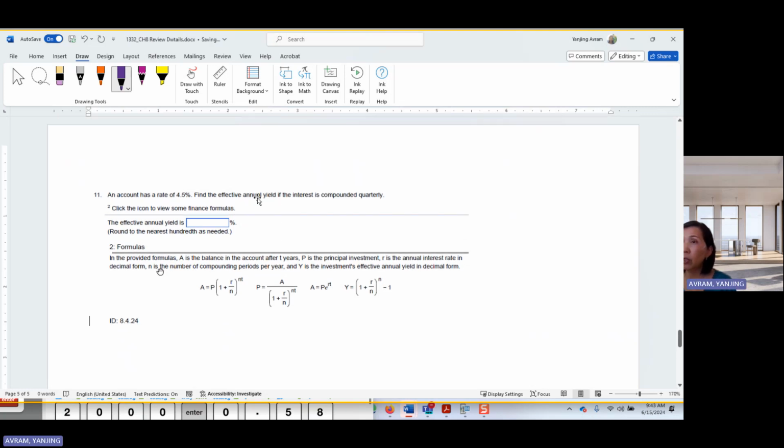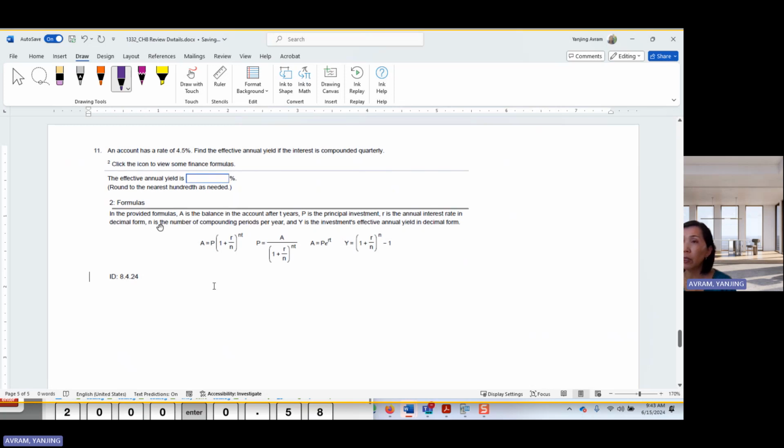All right, let's look at another compound interest formula in here. An account has a rate of 4.5% for the effective years if the interest is compound quarterly. Click the icon to view some of the finance formulas.